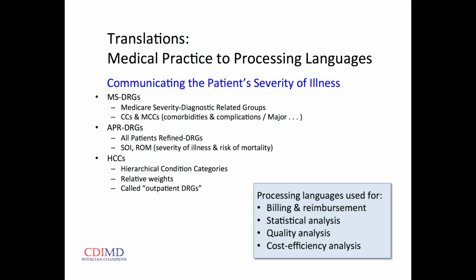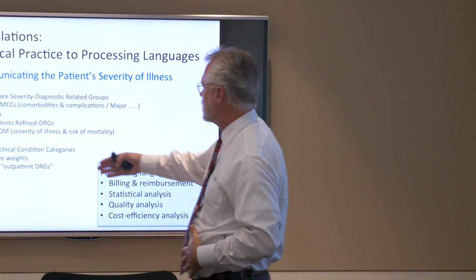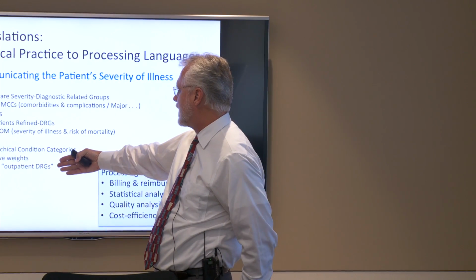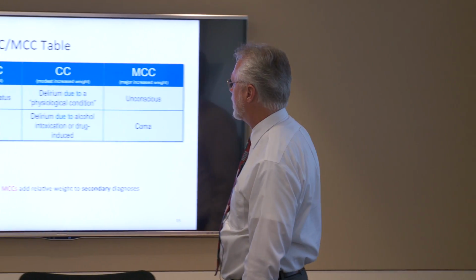In the APR-DRG system, two categories: severity of illness and risk of mortality, and each of these has a number between 1 and 4, 1 not very sick, 4 very sick. And the two numbers can be different. You can have a high severity of illness, a low risk of mortality, so the numbers don't have to be the same. And then the hierarchical condition categories have fractions of numbers attached to every secondary diagnosis, and you just add those up together to get a total risk adjusted factor that reflects the patient's severity of illness. And because these are accumulated from outpatient settings as well, sometimes they're called outpatient DRGs.